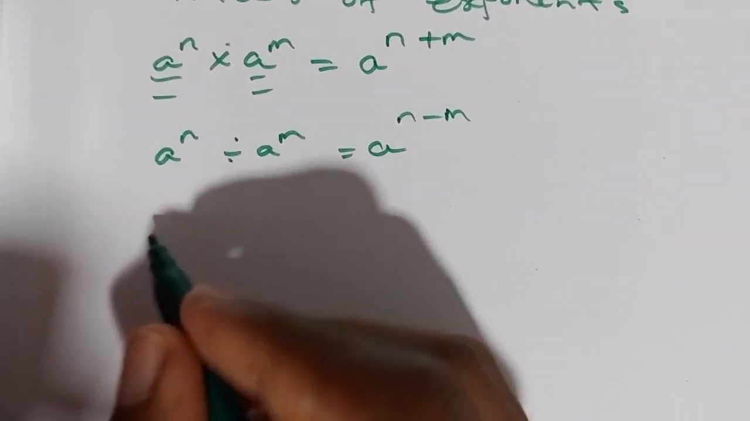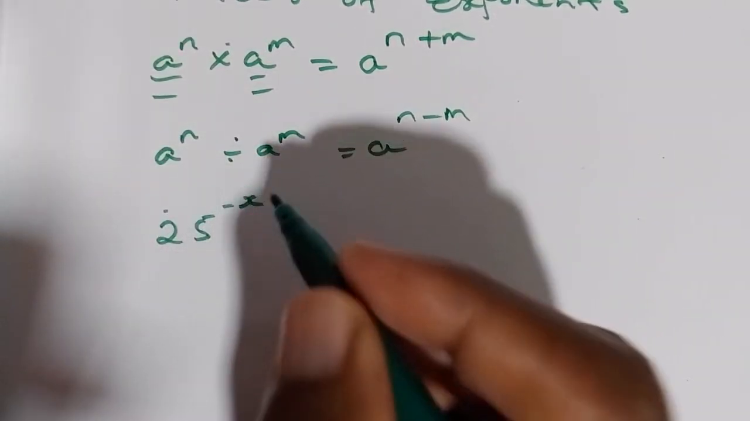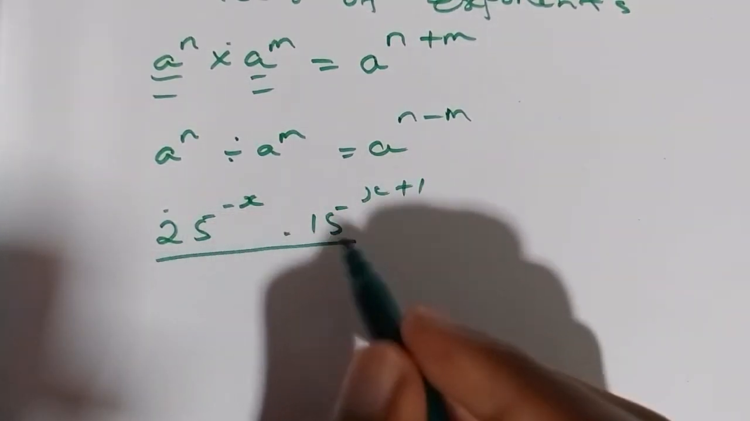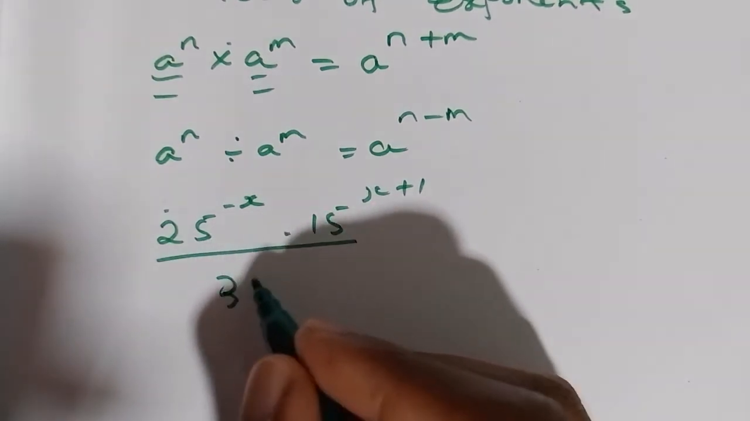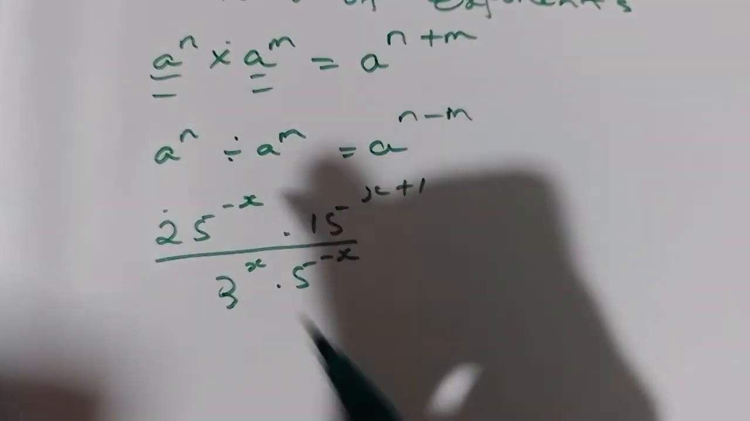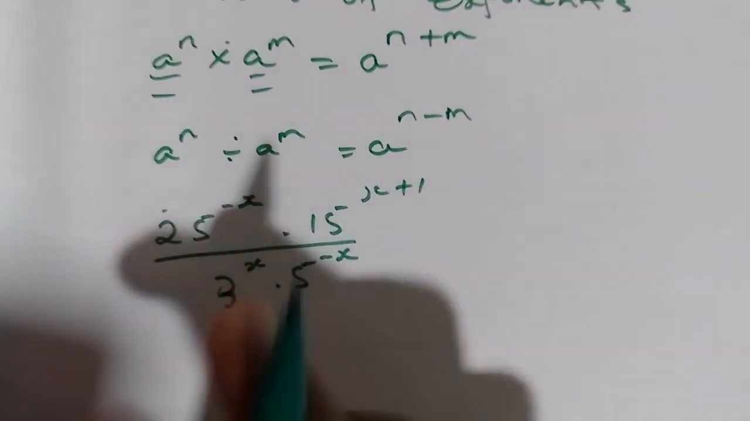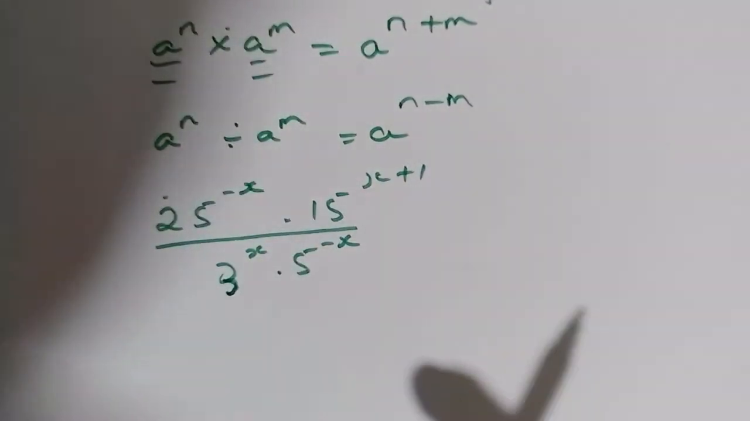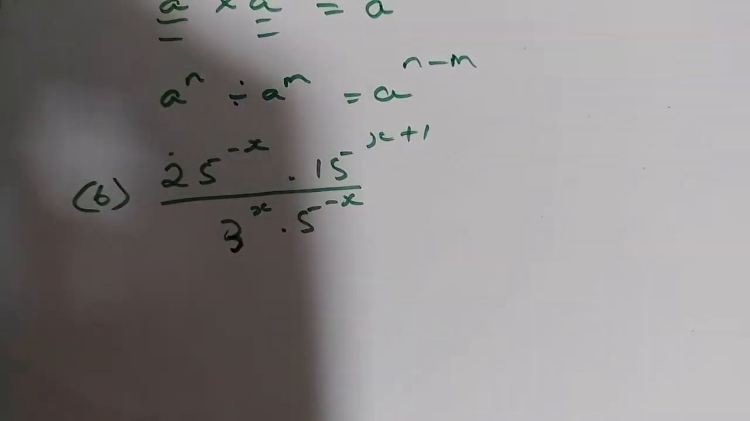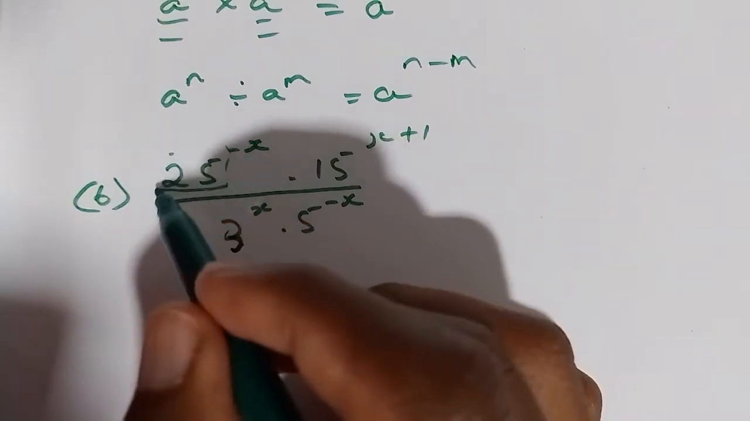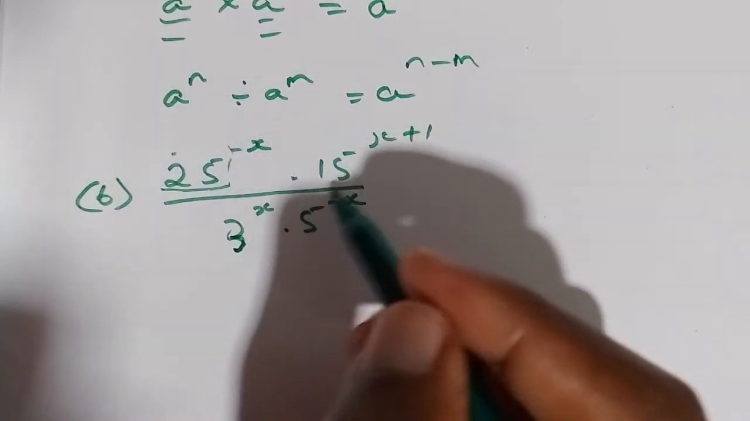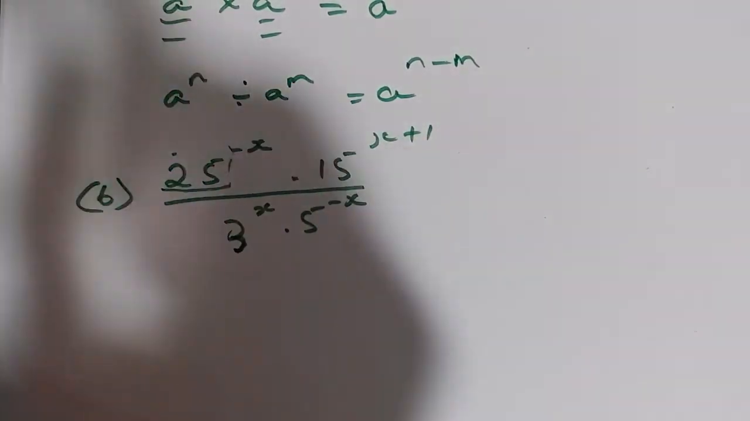Now we're given a question that says 25 to the power minus x multiplied by 15 to the power x plus 1, divided by 3 to the power x multiplied by 5 to the power minus x, right? They say you need to simplify this. I believe this is question 6. If you have this type of equation, you know that 5 to the power 2 is 25, right? And then we can just break this again. You can just break 15 into 5 times 3.